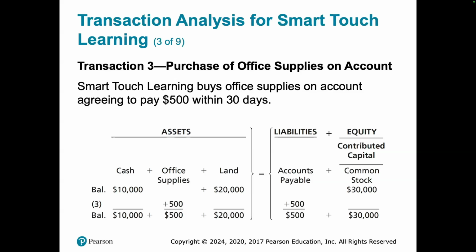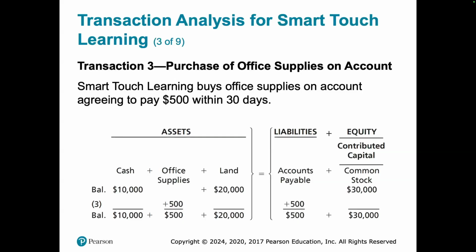Now, Smart Touch Learning buys office supplies on account, agreeing to pay $500 within 30 days. Now, when we look at something that says we're going to pay it on account, that means that we have not paid it right now. So what we've done is pretty much made a credit card purchase. We've made a purchase on credit. And so what does that do? Well, first thing is it gives us something that we bought. So assets go up. We have $500 worth of office supplies.